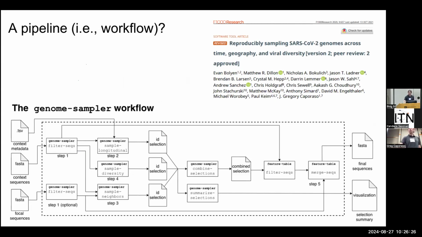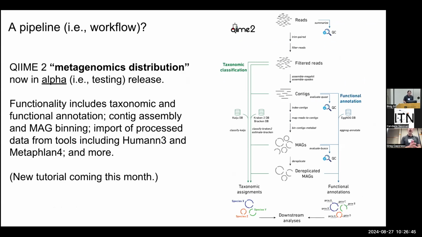It was used in the early days of the pandemic. We used it for sampling SARS-CoV-2 genomes, for building phylogenies, for studying how the virus was moving around the world, and for us, how it was being introduced into Arizona. I mentioned that we now have this metagenomics distribution.